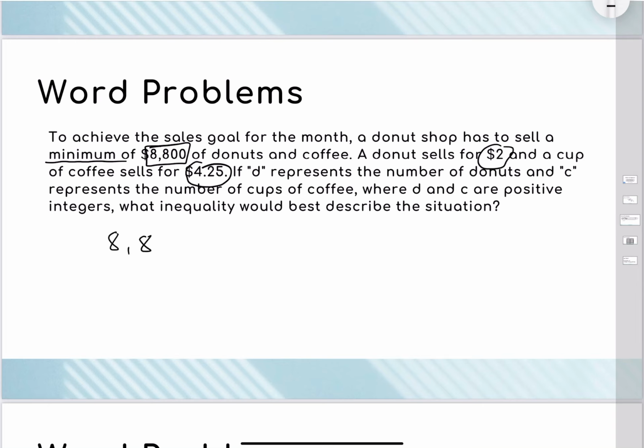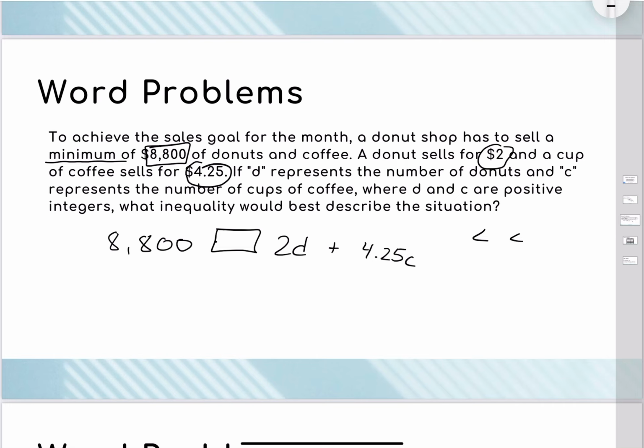So now, if we start with that total value or that minimum value, we have 8,800, something, right? One of our inequality symbols will go there. So 8,800, blank, 2, and then it's 2 for each donut sold, right? So 2D, meaning $2 times each donut that's sold, plus 4 and 25/100ths, or 4.25, times C, or each cup of coffee. All right, this looks good, and now we just have to pick an inequality symbol.